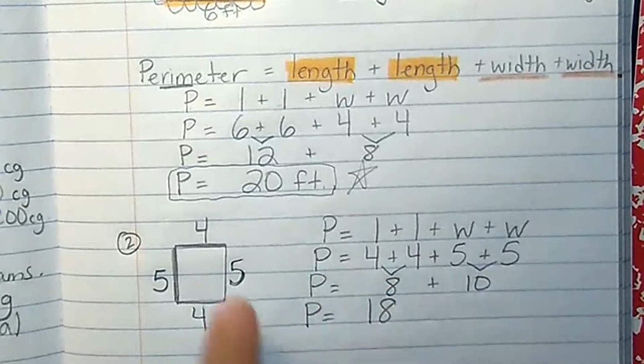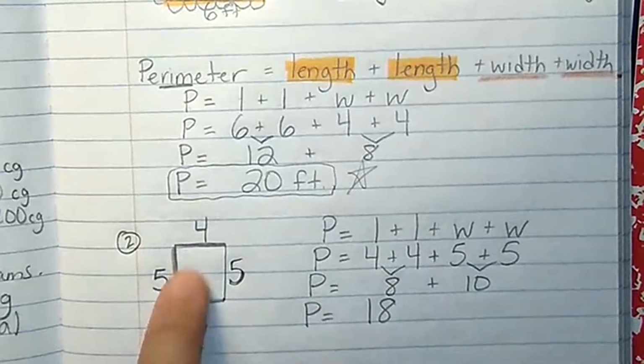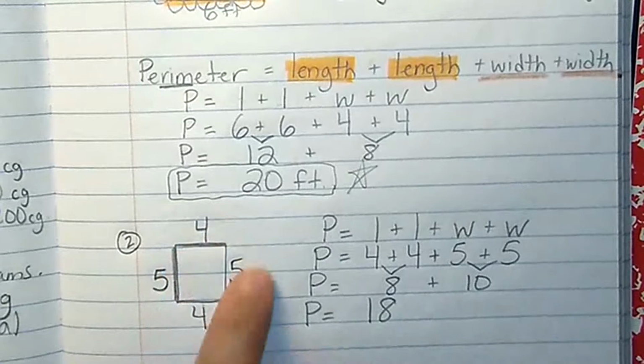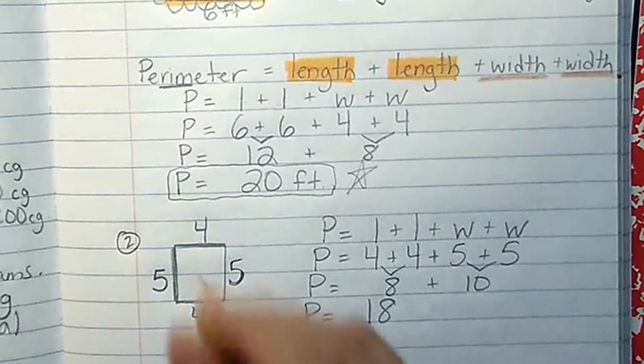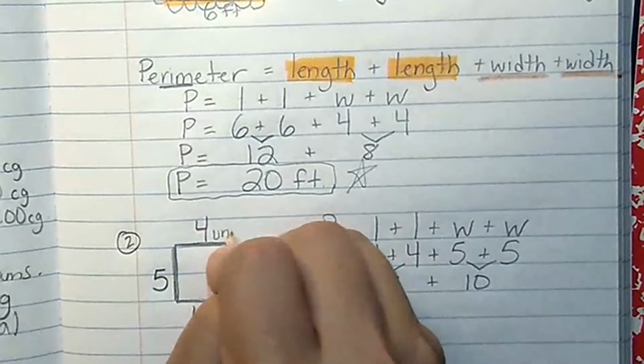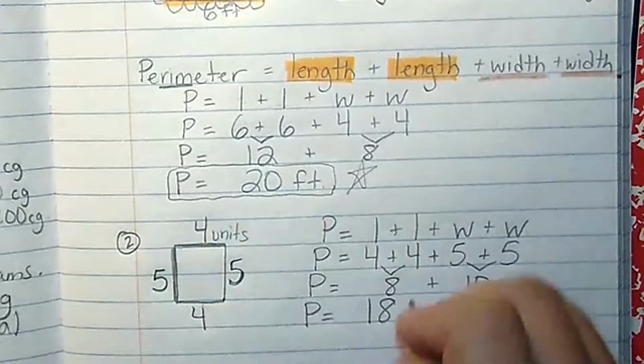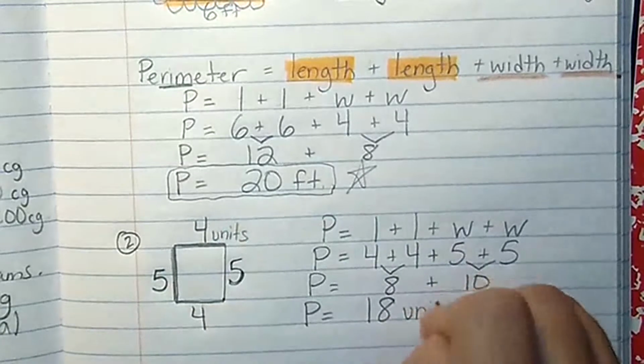Now it's not labeled. It didn't say units. It didn't say miles. It didn't say chicken nuggets. How should I label it? If it doesn't tell you, you just call them units. That means it's whatever they decide it is. 18 units.